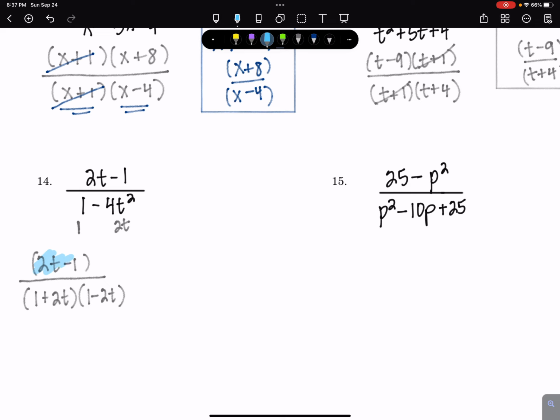Well, 2t minus 1 is the reverse position of 1 minus 2t. So that's going to simplify to be negative 1. So I will have a negative 1 in the numerator and 1 plus 2t in the denominator.